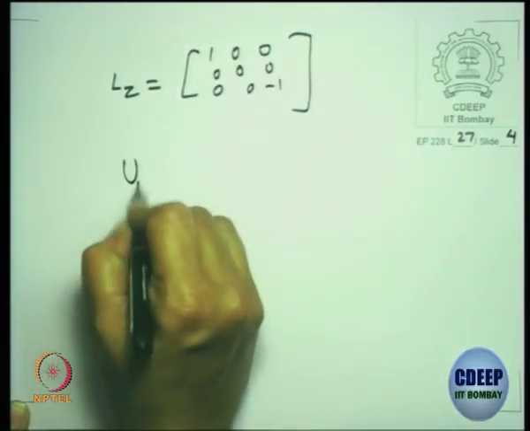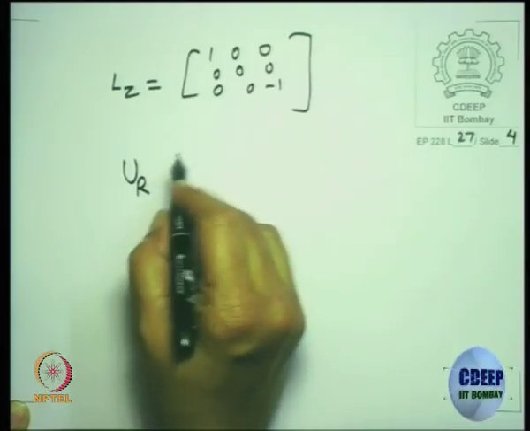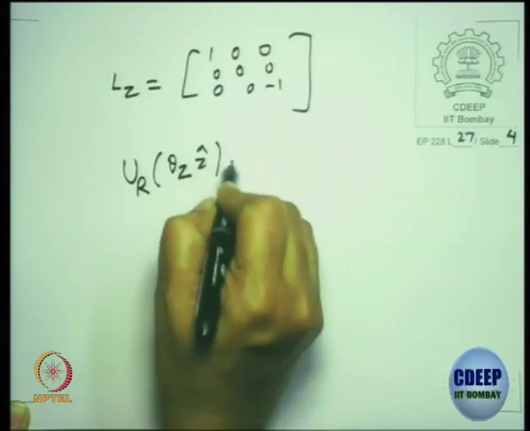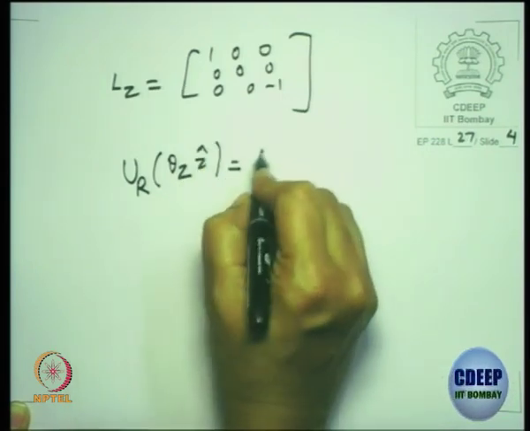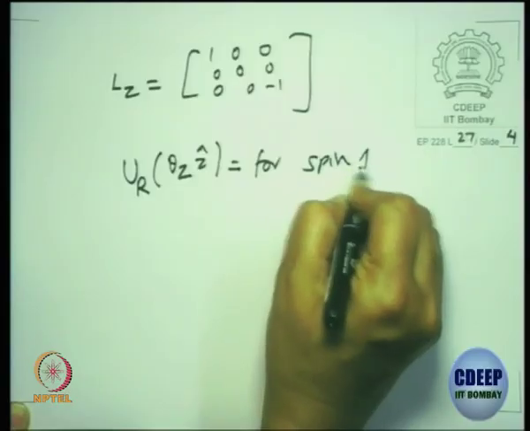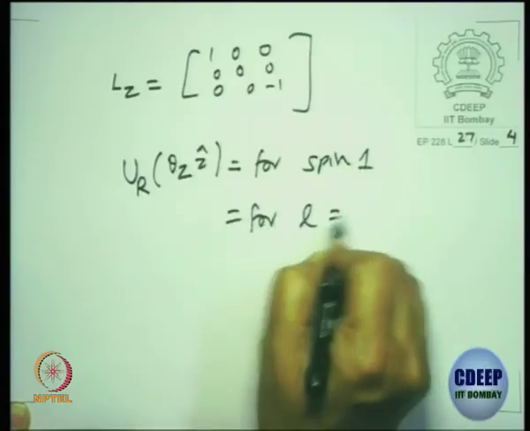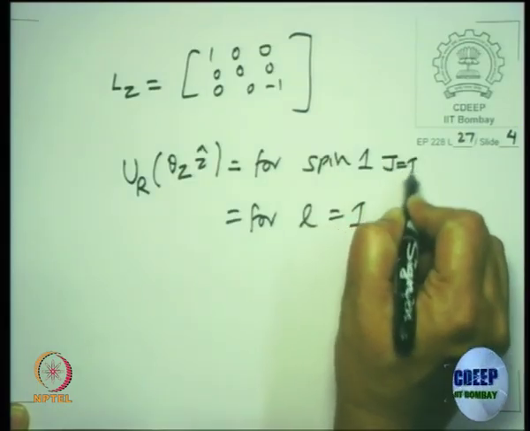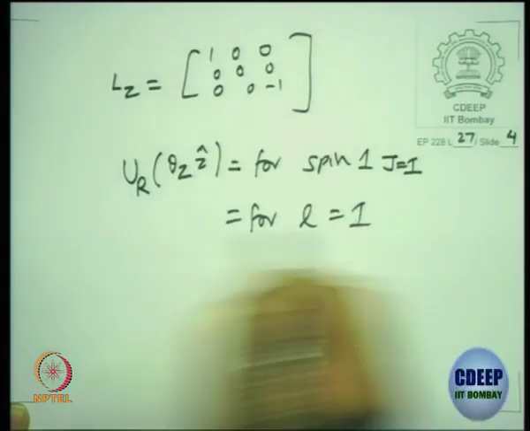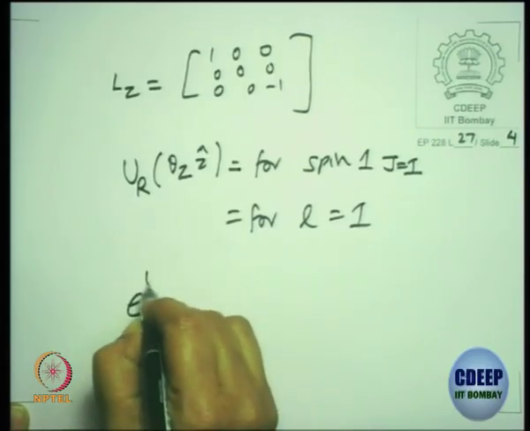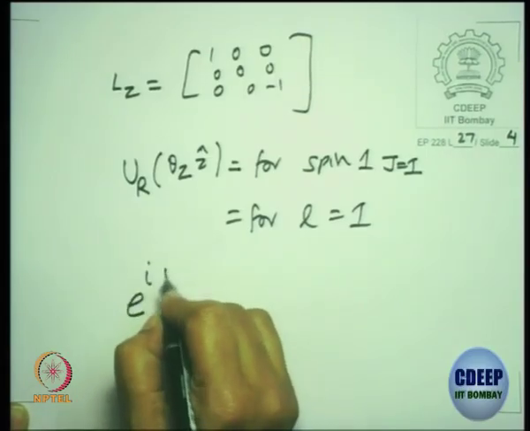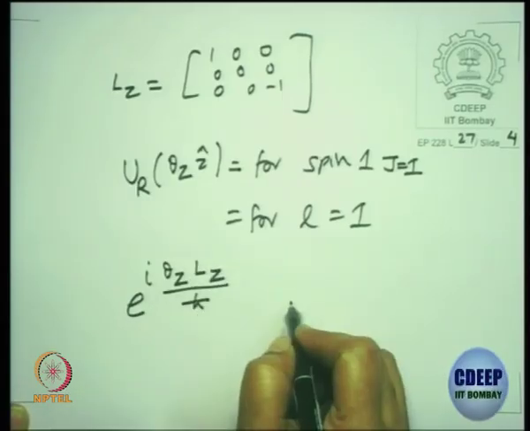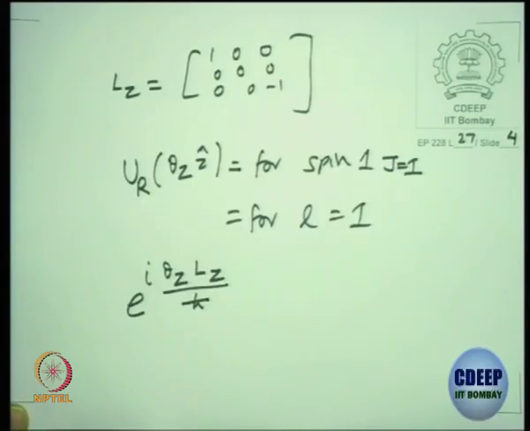You can write a unitary operator for rotation theta z about z hat for spin 1, or for L equal to 1. Both are the same. Spin 1, I mean j equal to 1. Here I mean L equal to 1. When I write an exponential of i theta z L, is it over h cross? Yeah. So I am not really separating what is S and what is L.